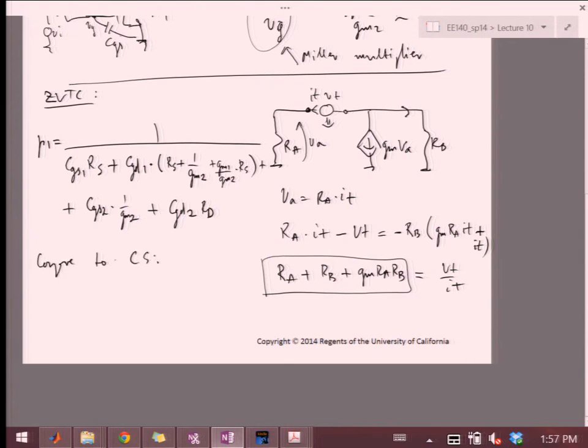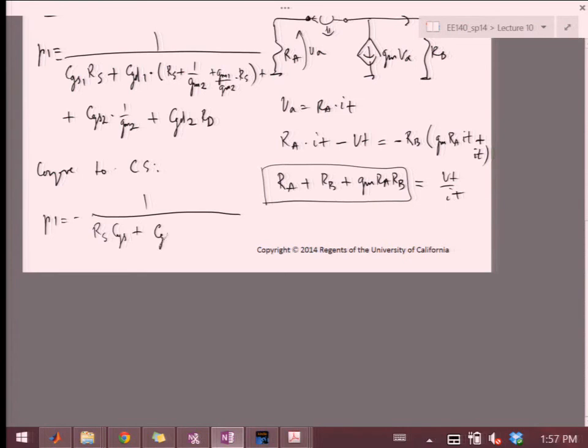Okay. So if you take a look at all this, compare to common source, where you have that P1, this is negative, 1 over, and we had RS CGS plus CGD times RS plus RD plus GM RS RD. So this is the key point: this term is kind of constant, but I have CGD times this term over here. There is RS in both, but this CGD gets multiplied by the GMRD, which is the gain of that stage. So that's the Miller effect.